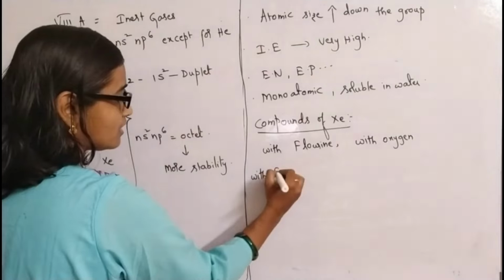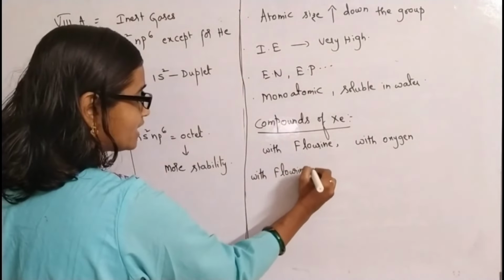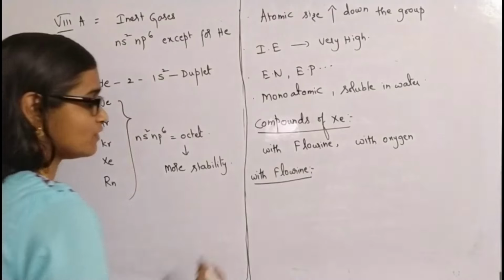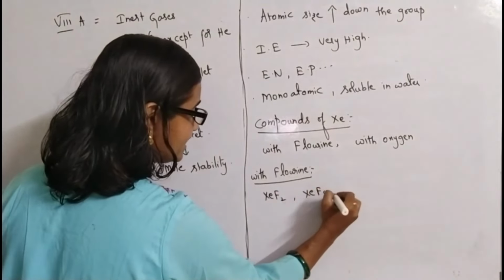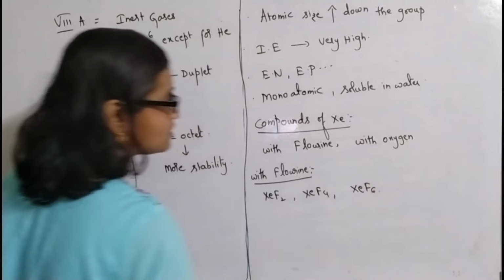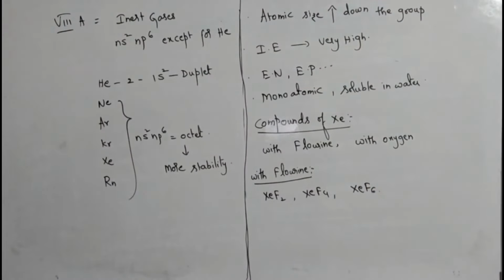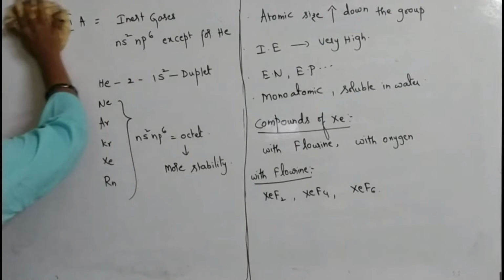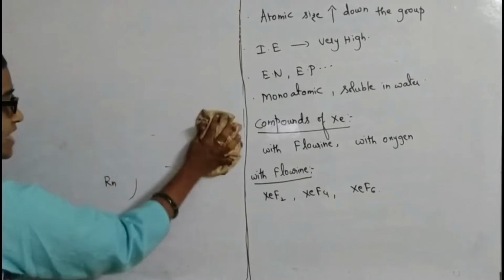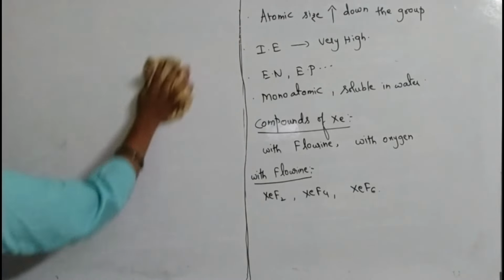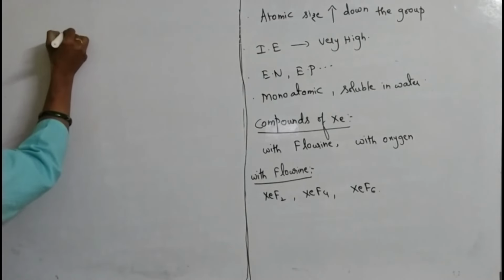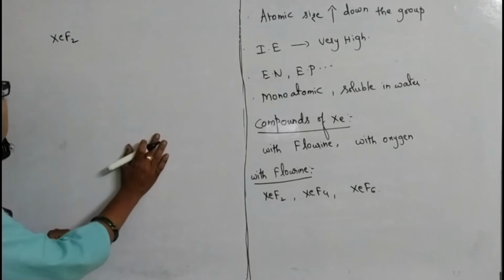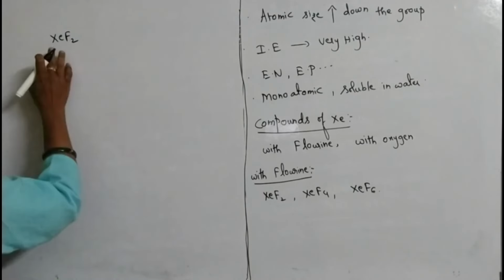First, xenon compounds with fluorine. It forms three types of fluorides: XeF2, XeF4, and XeF6. With fluorine, xenon can form three types of compounds. You have learnt all these compounds in chemical bonding also, so you can just recall them.